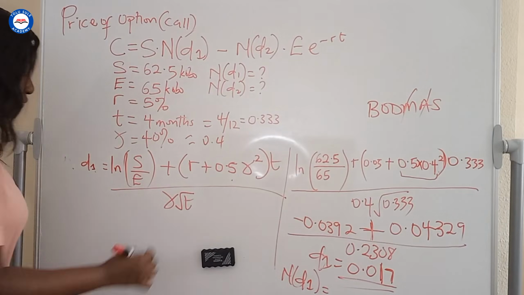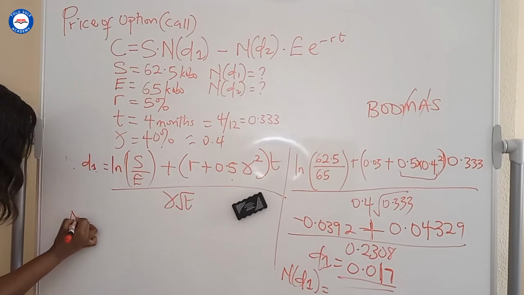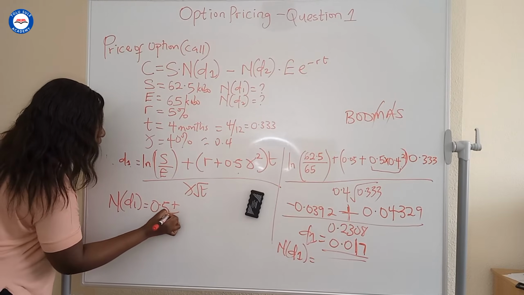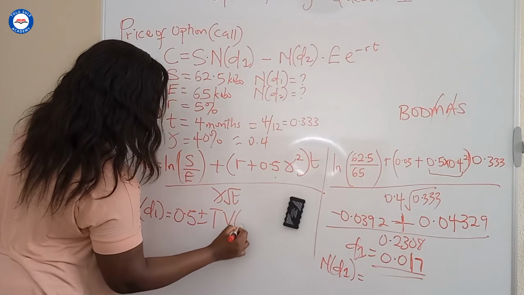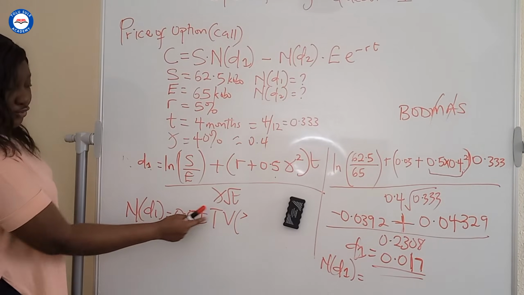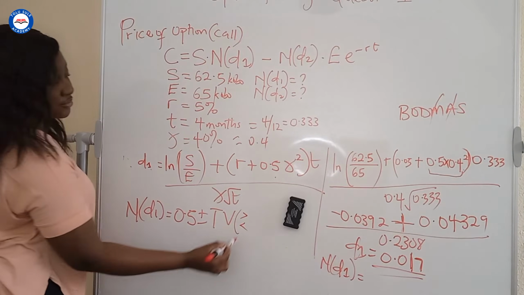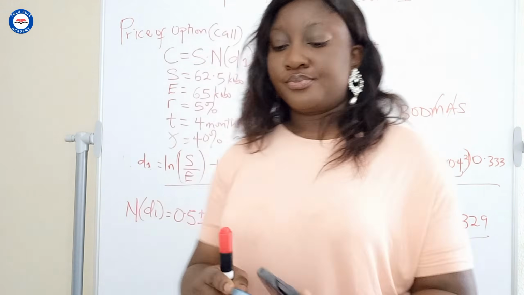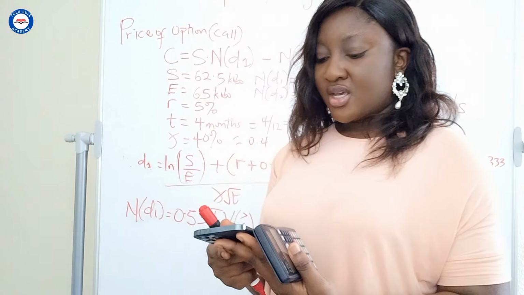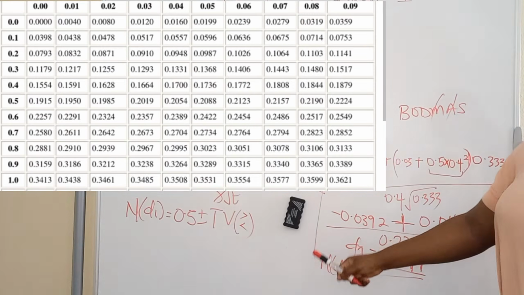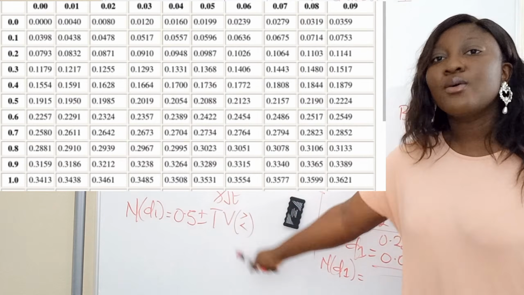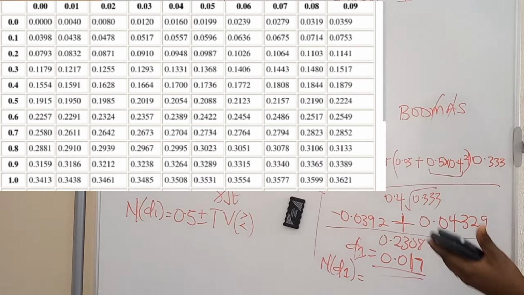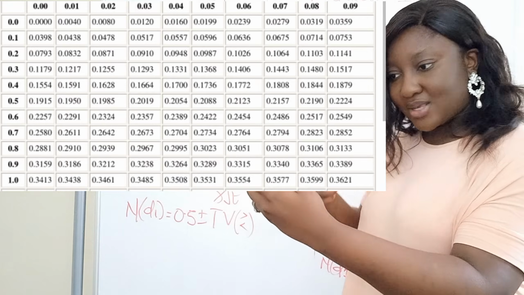Now to get your ND1, that's where you need your table value. And this is the rule. ND1 is equal to 0.5 plus or minus table value. If that table value is greater than 0, that's when you use plus. If it is less than 0, that's when you use minus. So let's open our normal distribution table. That's what it is called. It is usually at the back of your question. So you now ask yourself, what is unknown here? Table value. How would I get the table value? D1 will help me to get the table value. So I'll take this D1 into my normal distribution table to get the table value.